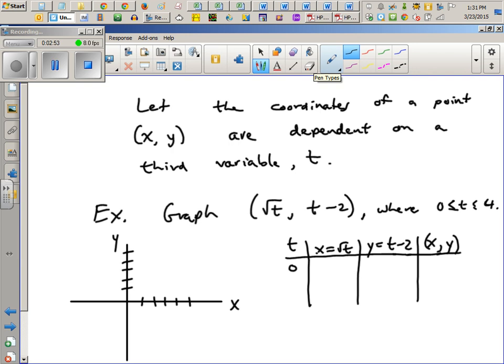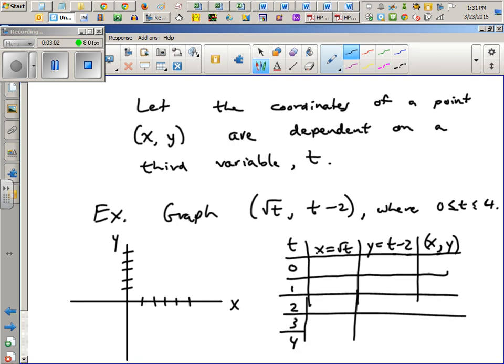We'll write the t value over here. It looks like we're just using 0 through 4. So let's write 0, 1, 2, 3, 4. And then we'll use the second column to calculate what our x is, and the third to calculate what y is. The fourth column will just be there to know what we're going to plot.